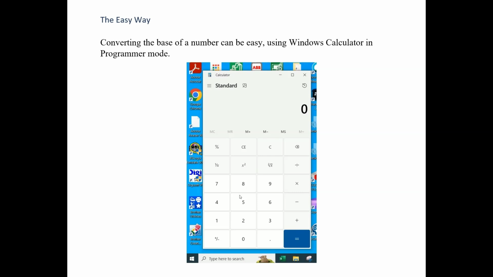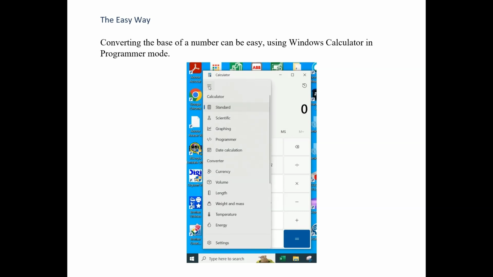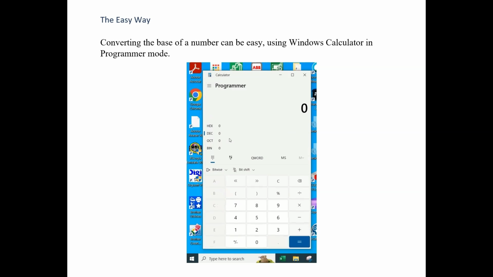If you start the calculator from the Windows Start menu, the calculator is available. The mode can be changed from standard to programmer. In this mode, there are displays for hexadecimal, decimal, octal, and binary. The blue bar to the left tells us that the calculator is working with decimal values at the moment. So numbers entered on the keypad are decimal values.